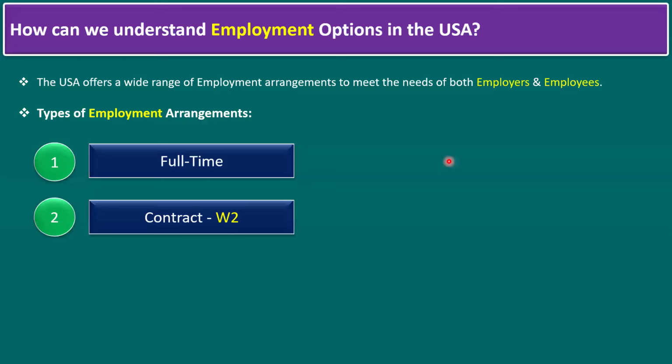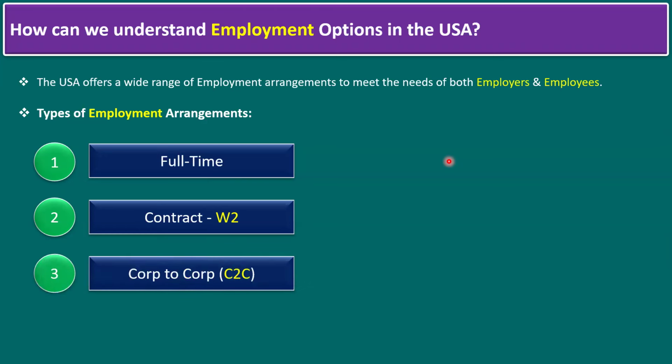Another employment arrangement is contract W2. This is also similar to a traditional employer and employee relationship, but the employer withholds taxes and provides benefits, and employees receive a W2 form summarizing earnings and taxes withheld. It means if you are selected for a main organization, for example Amazon, Amazon is not a direct payroll. In between, there is a staffing agency that will run the payroll for the employee.